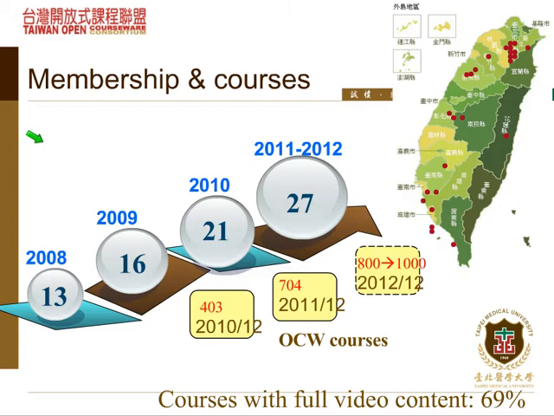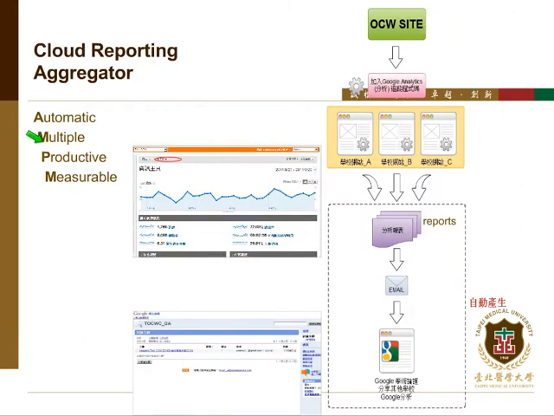And for Taiwan Open Courseware Consortium, we have about 27 members right now. They are all universities. And this year, we have one corporation member. And for the courses, we exceed 1,000 courses right now in Taiwan, and there's a lot of video content. And two years ago, we began to do this project called Crop Reporting Aggregator.